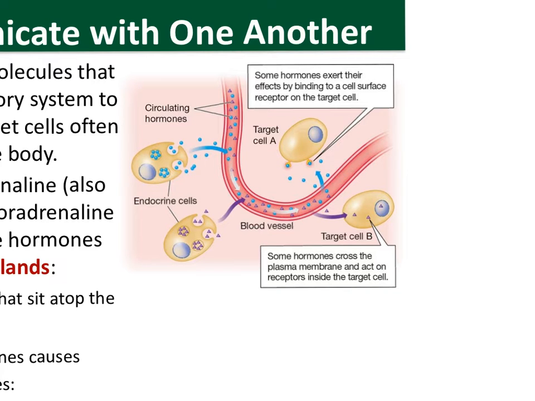And they target, let's say, target A. And they latch on to the outside. And then some hormones cross the plasma membrane and act on the receptors inside the target cells. So there's two different kinds here.